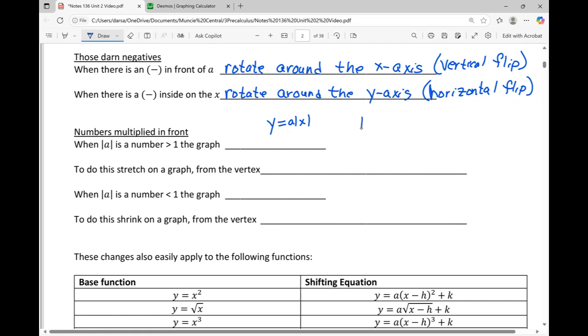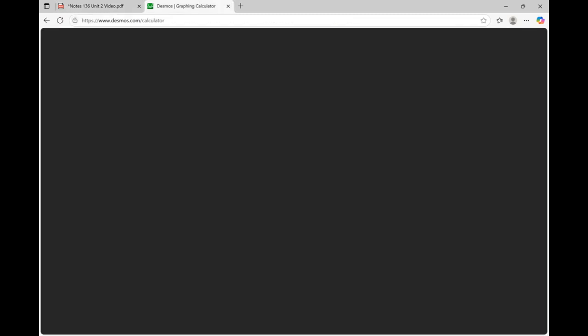And a is kind of categorized in two ways. When the absolute value of a is greater than 1, meaning numbers like 2, 3, 4, 7/3, -7/3, -4, when you can take the absolute value of it and it's more than 1, it's going to do one thing. So let's take a look at that category of number first. So we're going to go back to our Desmos.